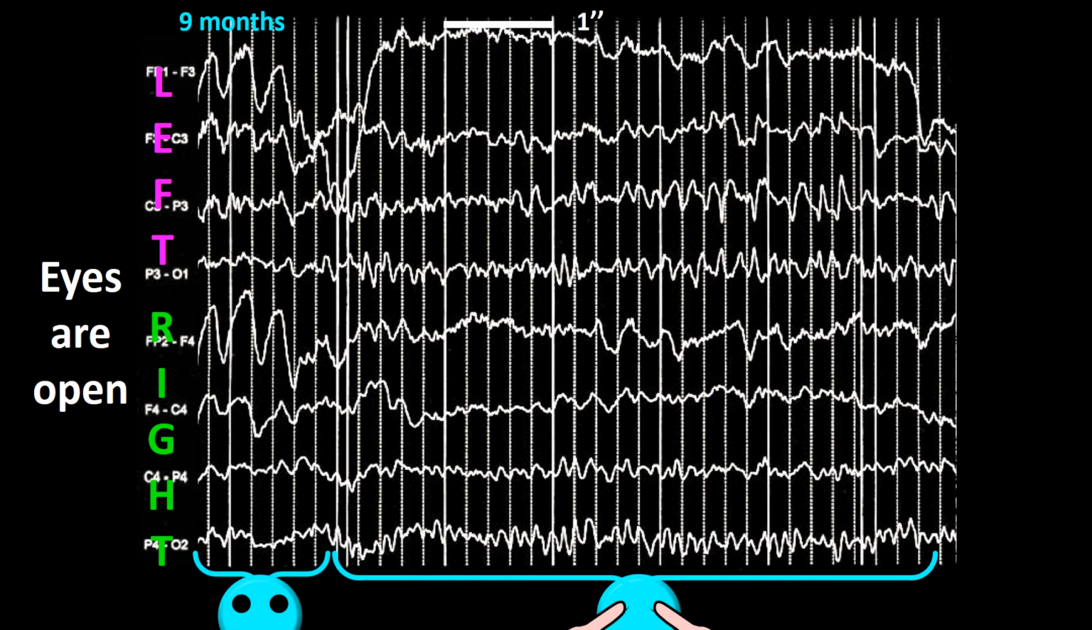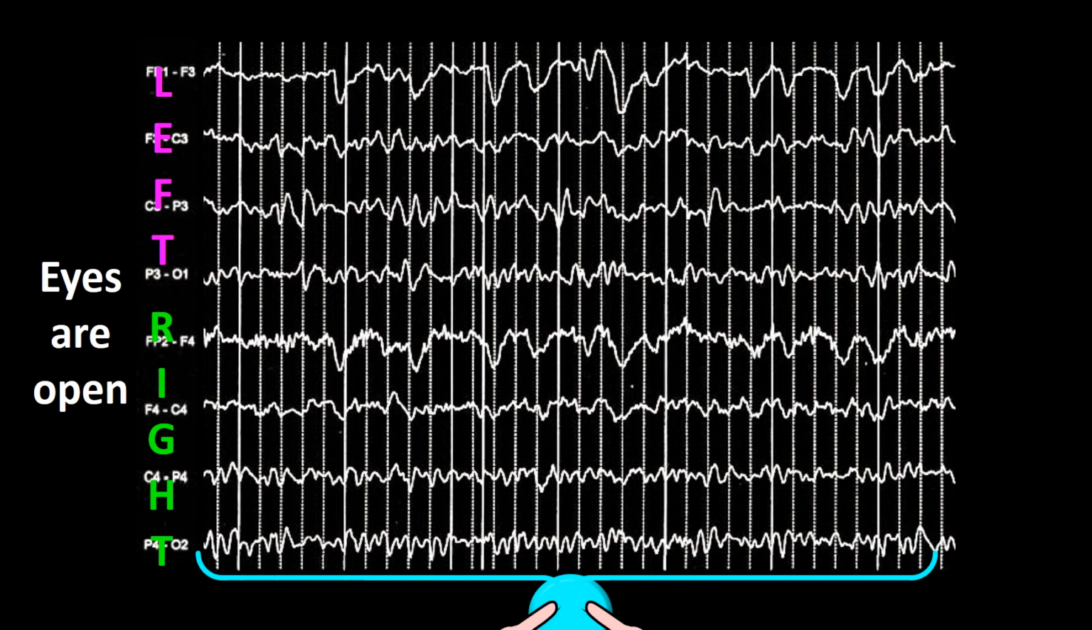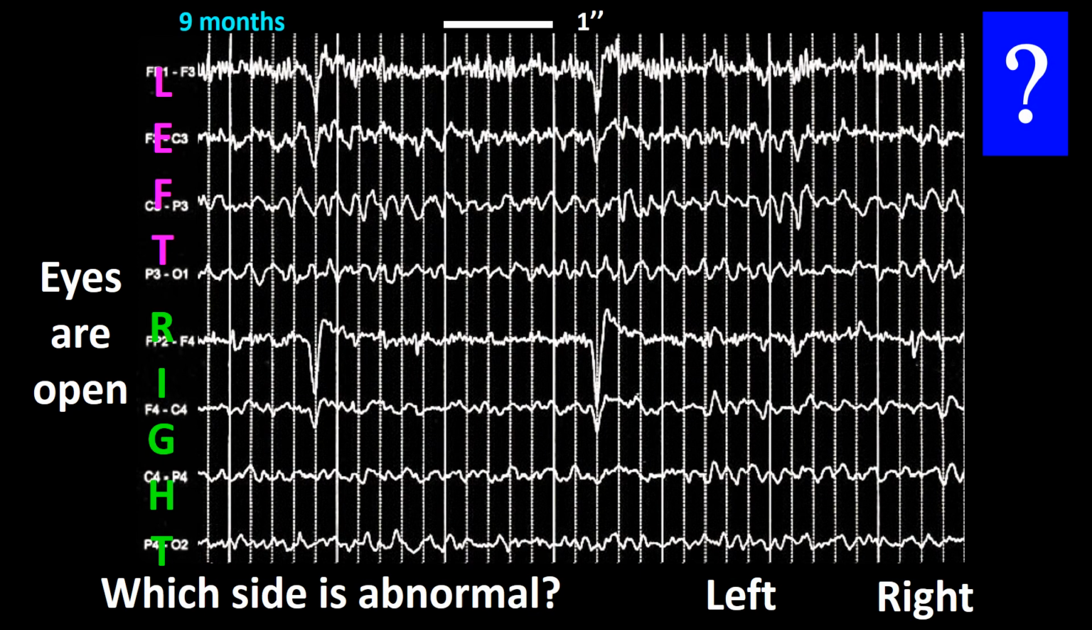In a subsequent epoch, the eyes are closed. Notice the better organization of the posterior dominant rhythm on the right. So the answer to this question is left. The left side is abnormal, but I do not think that anybody could tell just by looking at the first epoch I show you without seeing subsequent epochs.